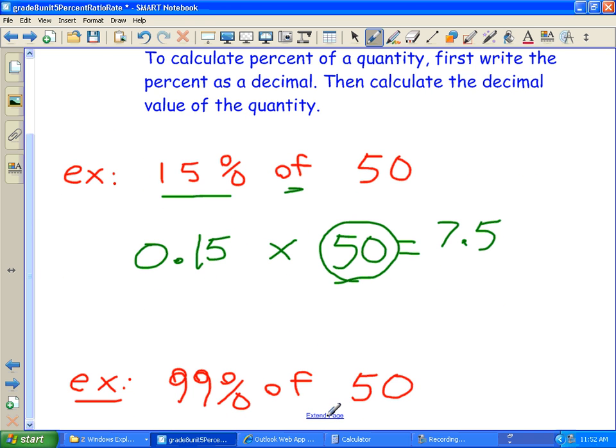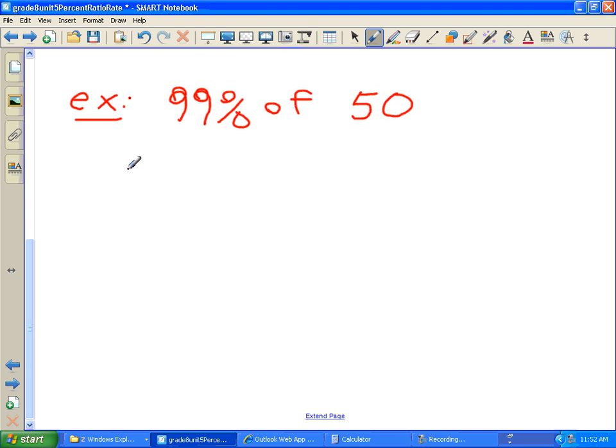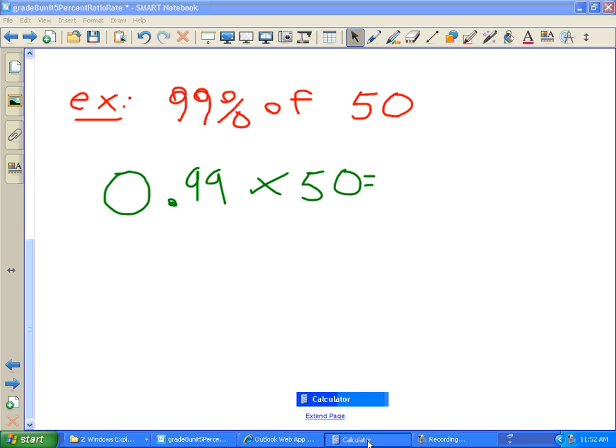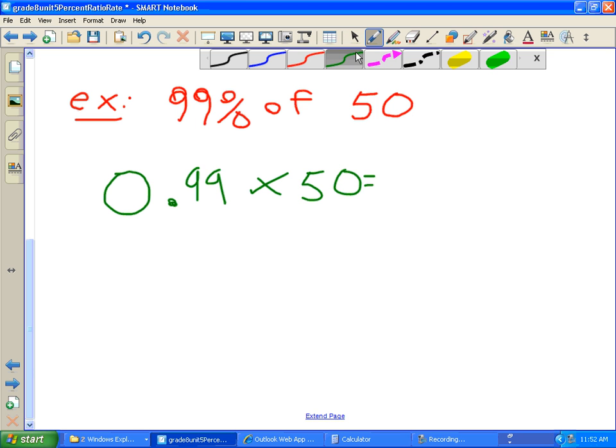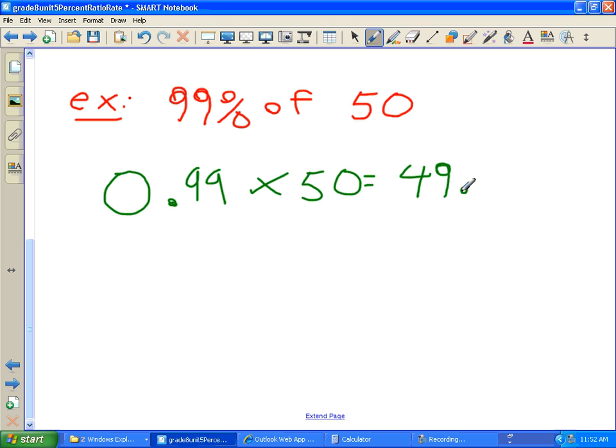So let's go down to this one down here. 99% of 50 would be 0.99 times 50. So we want 99% of 50. So I'll go 0.99 times 50. And the answer is 49.5. In other words, just about all of 50. That's 99% of it.